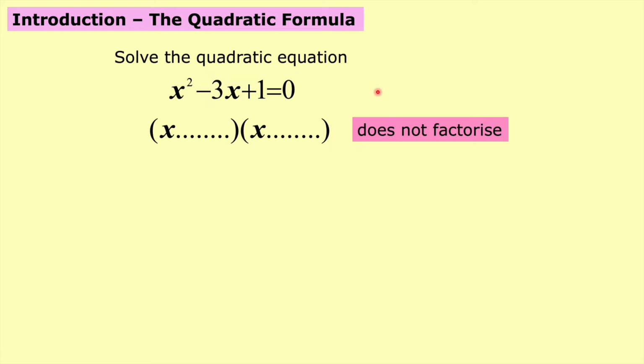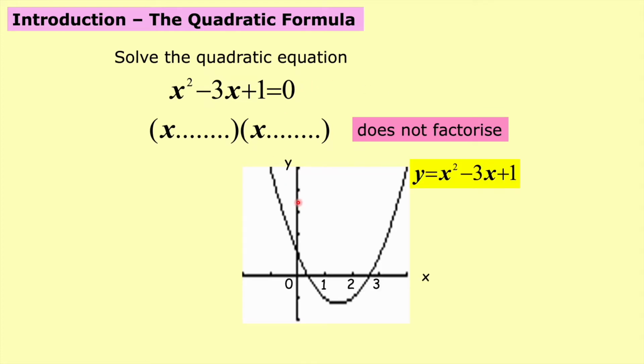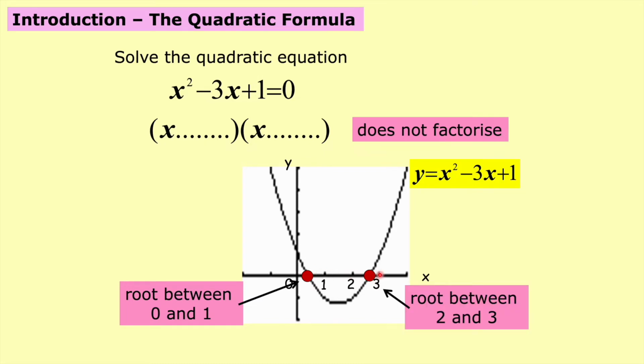So it doesn't factorise. However, it's still a function, so it still has two roots. Once this function has been graphed, we can see the two roots, and the first root lies somewhere between 0 and 1, and the second root lies between 2 and 3. So there are roots, so it can be solved, but the roots are going to be decimals. Using our previous method of factorising trinomials, we wouldn't be able to find that. So we have this new strategy called the quadratic formula.